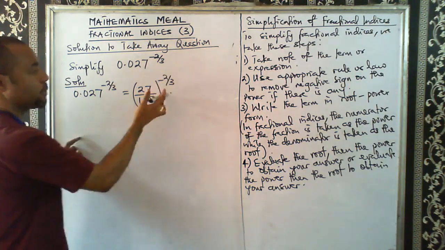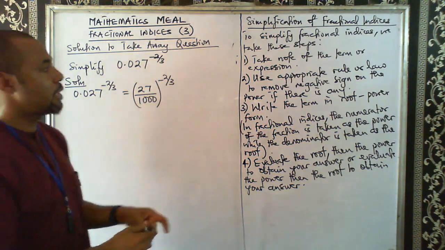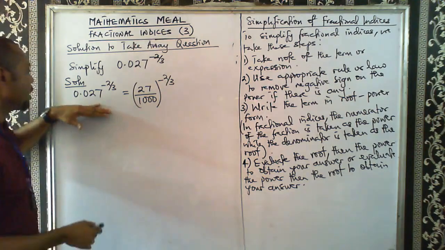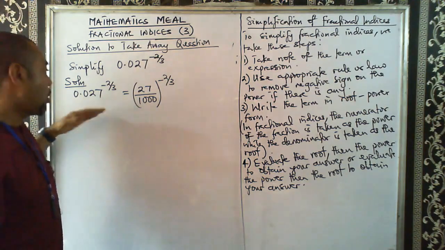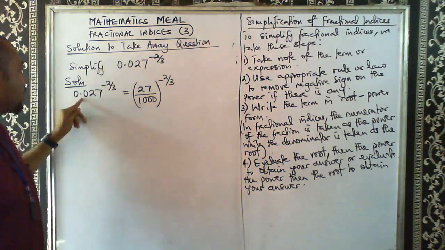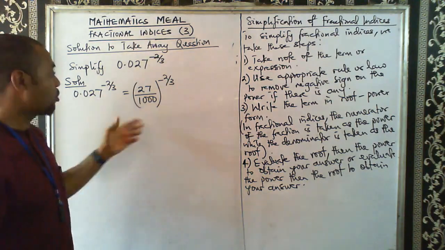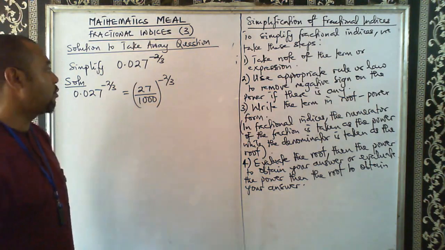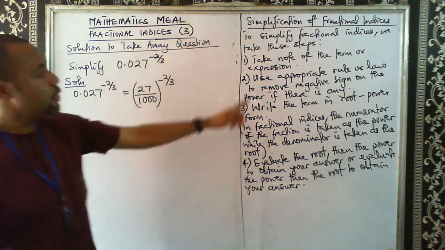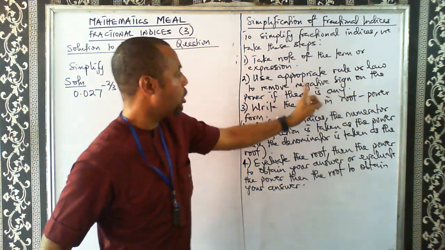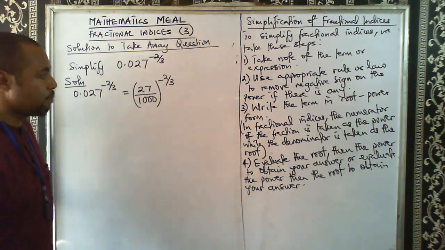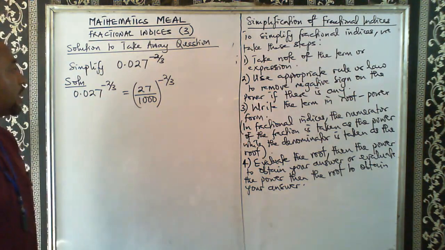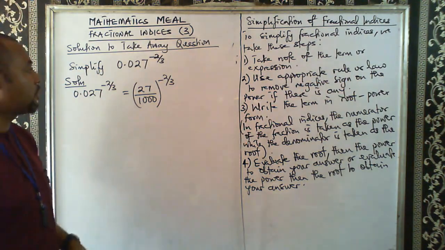Now we still have an obstacle following our step. Take note of the word term or expression. In the process of taking note of this expression, we discover that this is in decimal. That's why we have to transform it to vulgar fraction. Then use the appropriate rule or law to remove the negative sign on the power if there is any. Definitely there is. You have a negative sign here. So we are going to remove the negative sign.